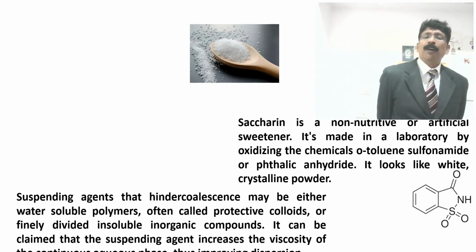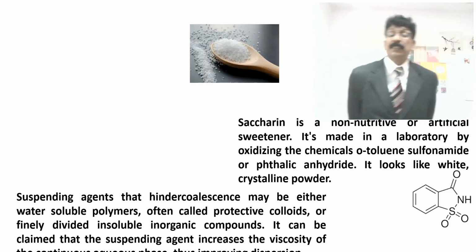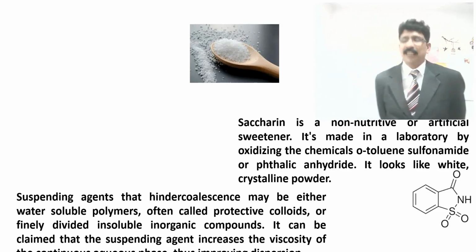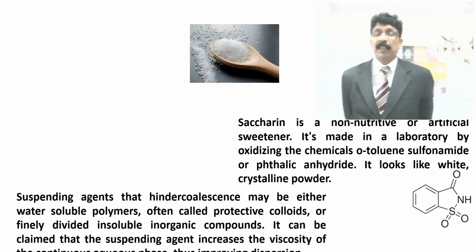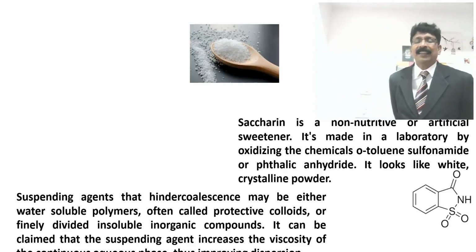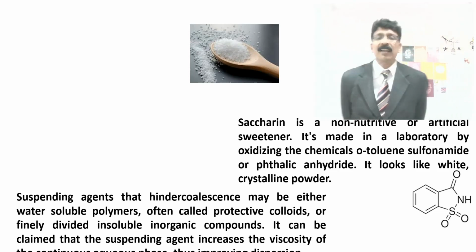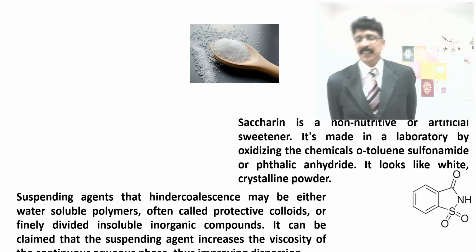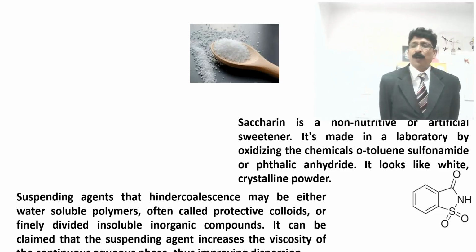Now we want to talk about some points about saccharin. It is a synthetic sweetening agent, a non-nutritive and artificial sweetener. It is made in the laboratory by oxidizing orthotoluene sulfonamide and phthalic acid or phthalic anhydride. It looks like a white crystalline powder. In the structure you can see a benzene ring with a double bond, NH and the SO2.